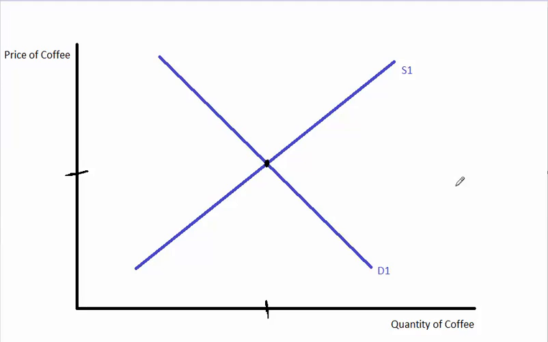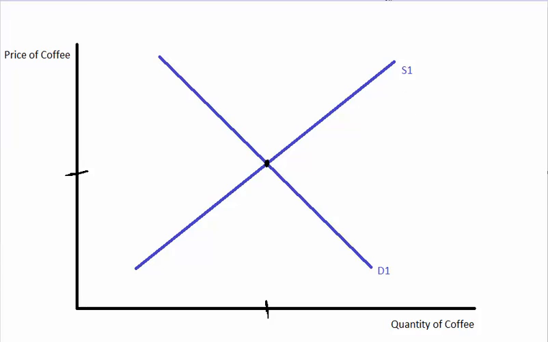And the third and final scenario would be, say that a recession hits the country, and this is going to decrease the income for a lot of households. And because coffee is a normal good, the decrease in income is going to lead to a decrease in the demand. People are going to stop buying as much coffee because it's not a necessity.